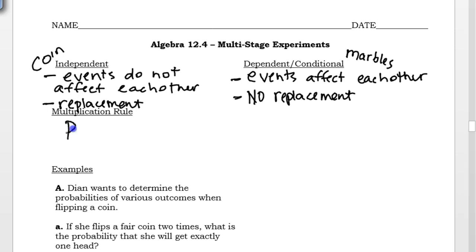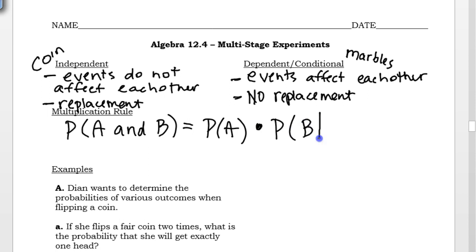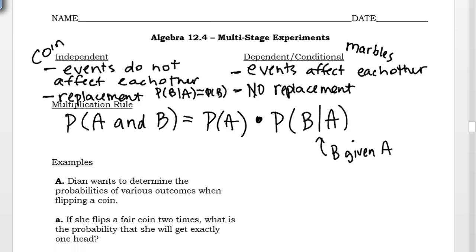So the multiplication rule says if I want to get the probability of 2 things happening, event A and event B, first I need the probability that event A is going to happen, and then I'm going to multiply that by the probability of event B given that A has happened. So this is read B given A. If these events are independent, the probability of B given A is equal to the probability of B. But if they're dependent, that is going to change every time. So let's do some examples.